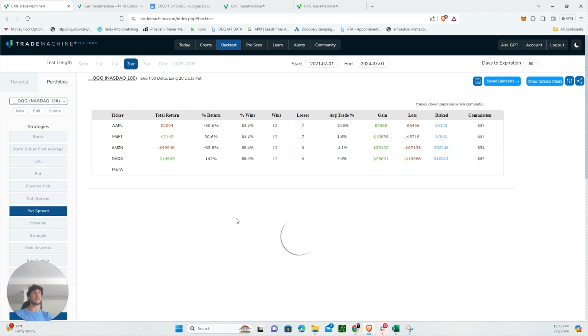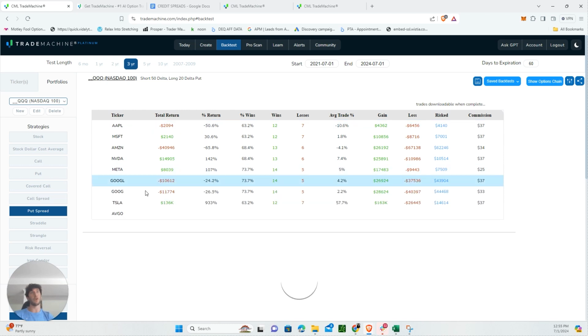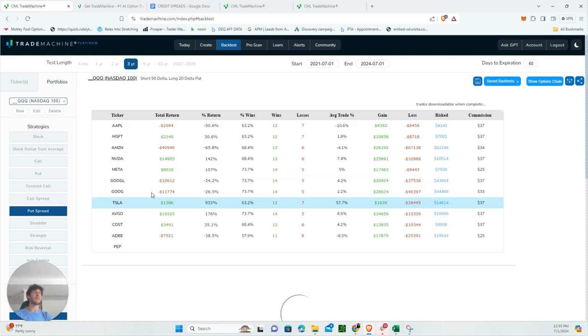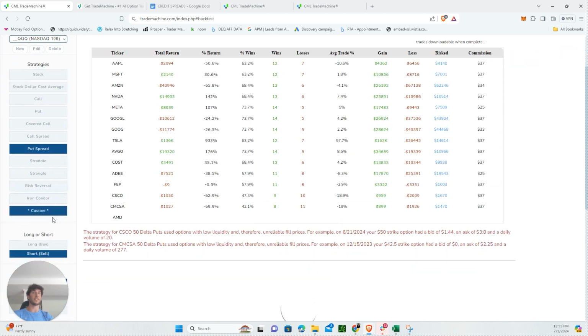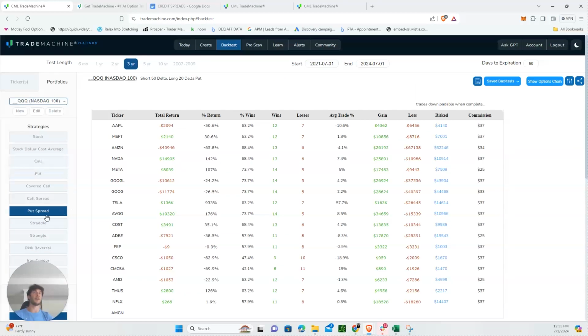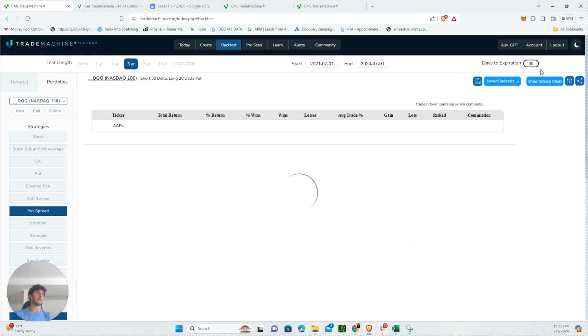Basically what this is going to do is load in all the stocks in the NASDAQ 100 over the last 3 years, running this specific strategy of selling a put spread. So we're specifically shorting the 50 delta puts and going long the 20 delta puts. You don't need to know what that means for now, but that's basically the play. Let's make this 30 days to expiration here.